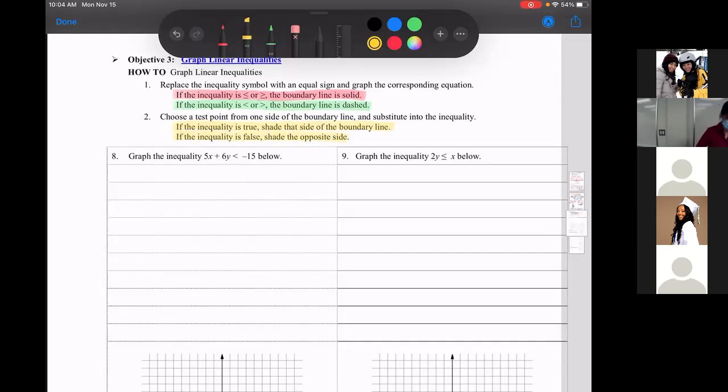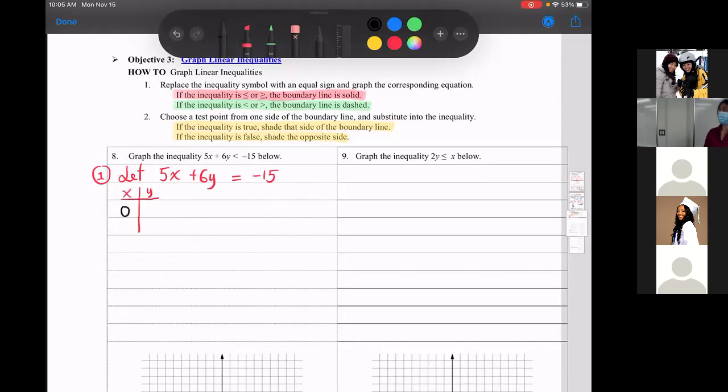Let me demonstrate with an example. First step: I'm gonna let 5x plus 6y equal -15. I'm just gonna let it equal instead of the inequality, and I'm gonna pick any 2 points so I can graph a line. So let's say I pick 0 for x.